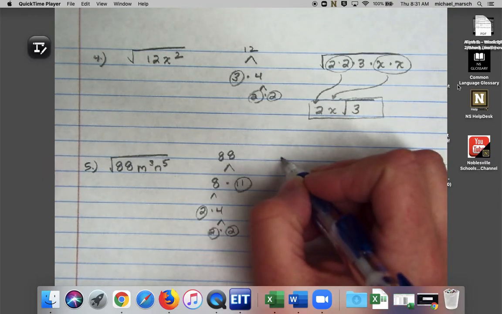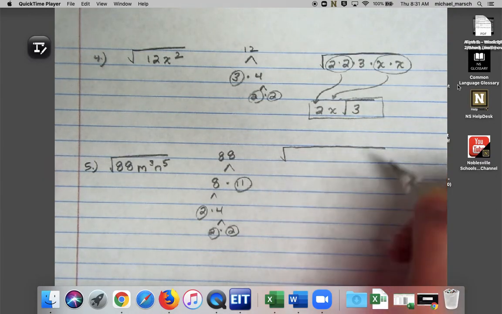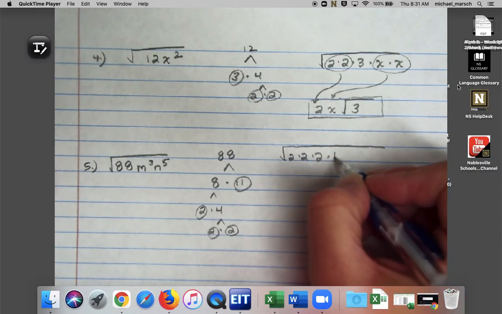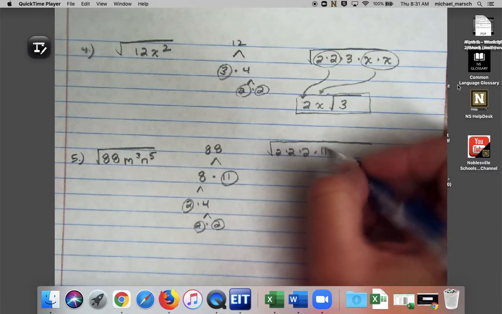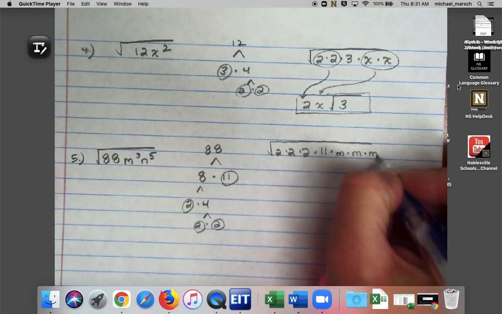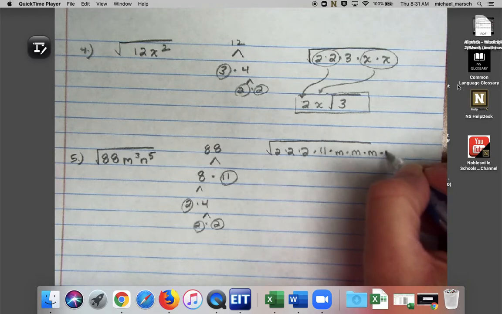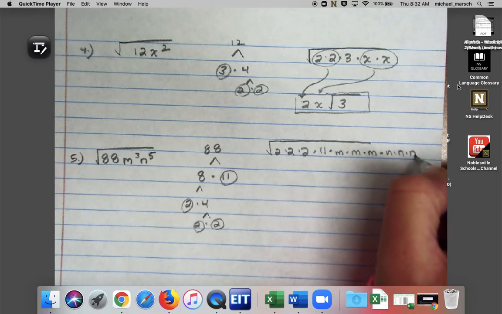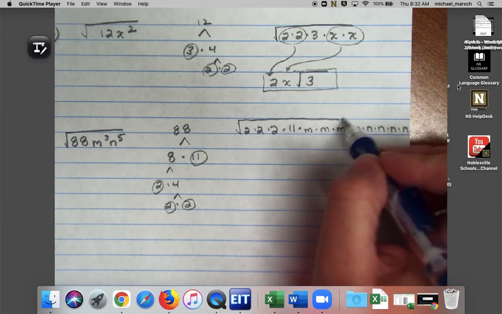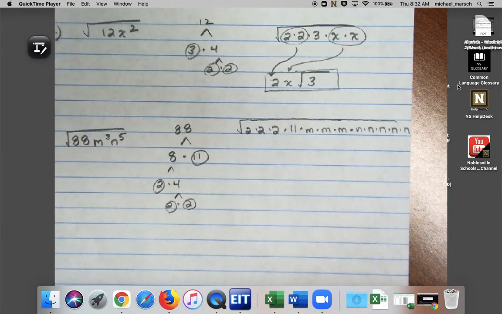So underneath my square root house here, I'm going to have 2 times 2 times 2 times 11 times 3 m's times 5 n's. Can I fit them? Ooh, that's a tight fit, but it's there. All right, so I stretched everything out. I'm going to look for pairs.